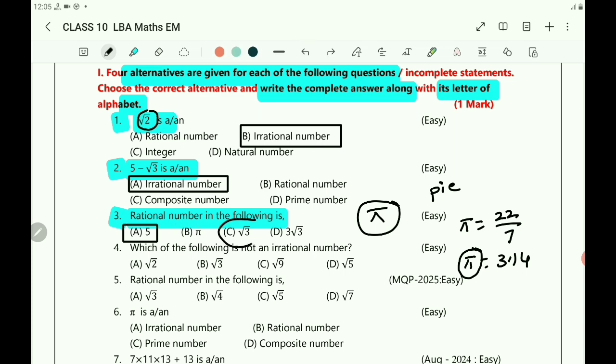Then next, root 3, you know that is irrational. 3 root 3 is also irrational as there is root 3. Therefore, which is the correct answer? Option A, 5, is the rational number.